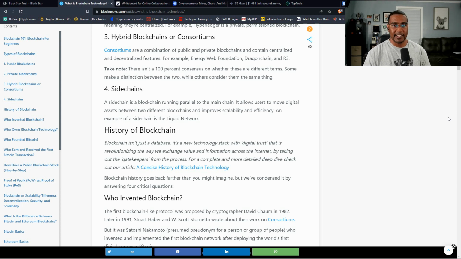And then we have sidechains. So sidechains are like layer 2s that work with a main chain, and it uses the main chain as security, but then processes transactions on its own. And it does that in a very unique way. So here goes the definition by them. A sidechain is a blockchain running parallel to the main chain. It allows users to move digital assets between two different blockchains and improve scalability and efficiency. An example of a sidechain is Liquid Network.